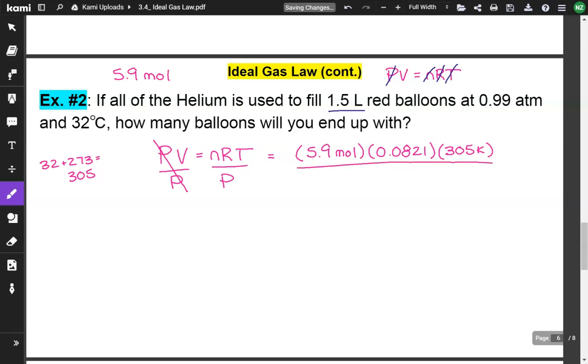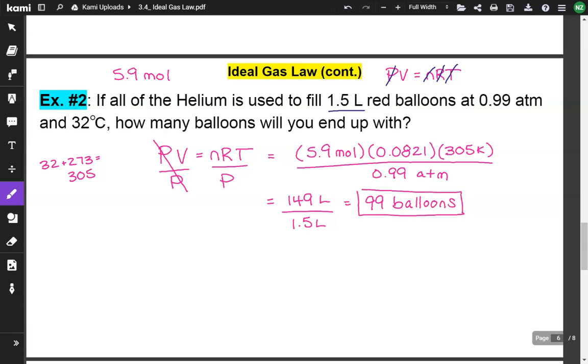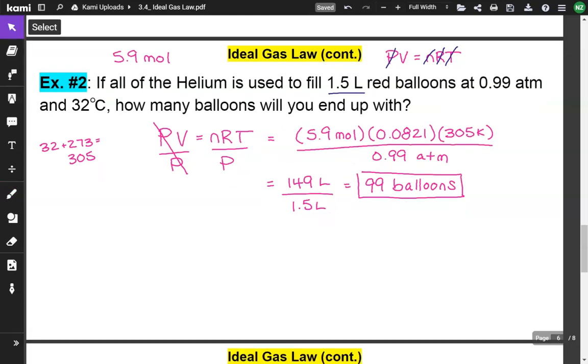And then our pressure is 0.99. Okay, so when we do the math here, we end up with 149 liters. But that's not what the question is asking for. The question is asking how many balloons will you end up with? So we know that each balloon will hold 1.5 liters. If we divide 149 by 1.5, we end up with about 99 balloons. That's a big party. All right, let's move on to the next one.